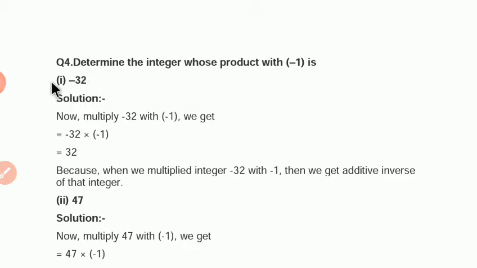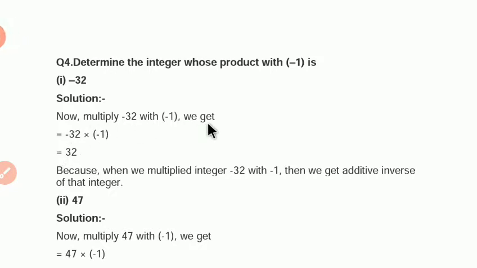So let us start. Question number 4. Determine the integer whose product with -1 is -32. Here we have to find an integer to which if we multiply, product means multiply, with -1, we should get -32. So first we'll multiply -32 with -1.